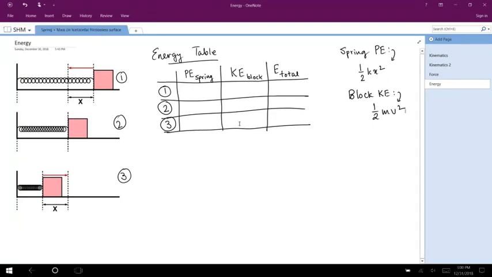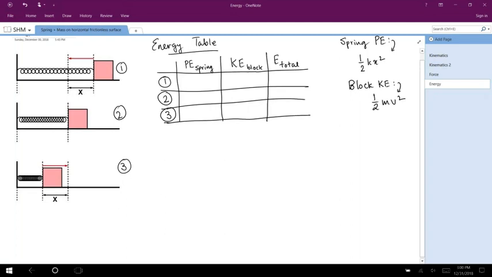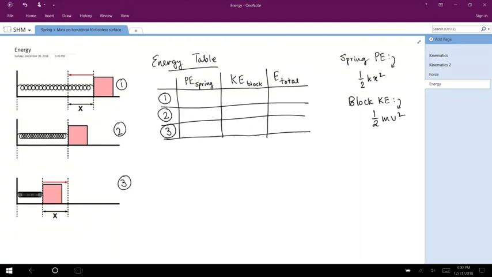Okay, so what are the different kinds of energy we should consider? Well, the spring is expanding and contracting, so there's going to be spring potential energy. And remember, spring potential energy for a spring with spring constant k and expansion or contraction x is given as 1/2 kx squared. And then we should also consider the kinetic energy of the block, because the block is moving. When the block has a speed v and its mass is m, its kinetic energy is given by 1/2 mv squared. So we will analyze this problem by drawing an energy table.